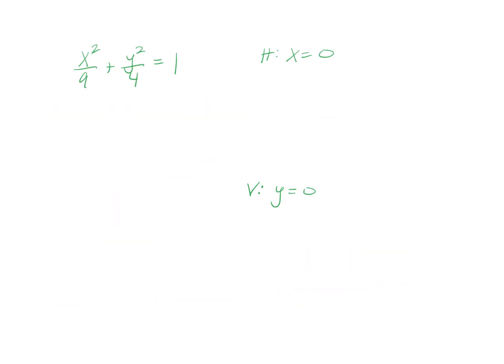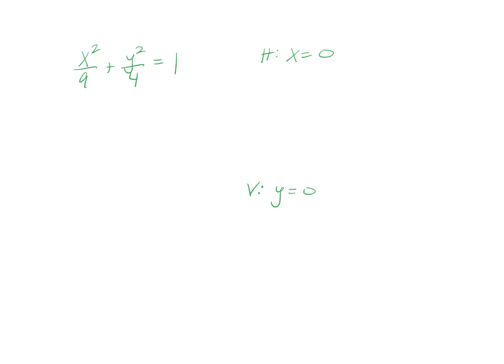Okay, I've jotted down the information that I already had. I know that my horizontal tangent lines happen when x equals 0, and my vertical tangent lines happen when y equals 0, and I need to find the associated coordinate. Like for these x equals 0s, what are the y's? For these y equals 0s, what are the x's? So you use the original equation to find them.